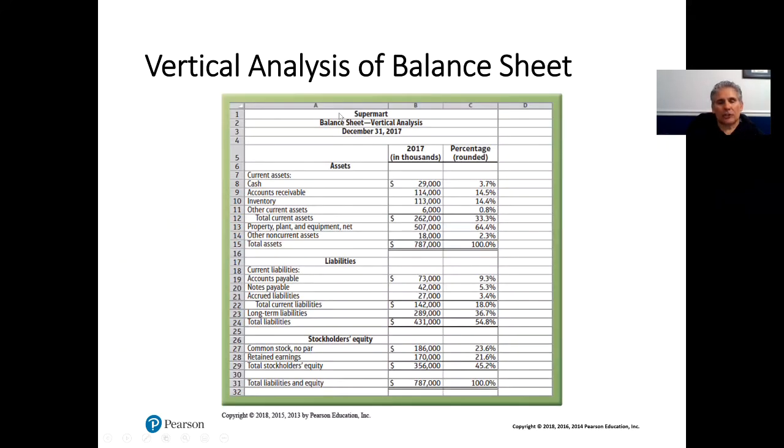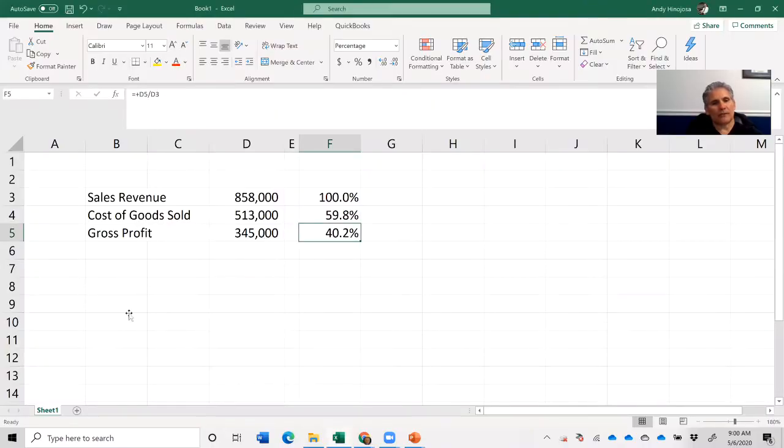We can look at the balance sheet, and we're going to do the exact same thing, except the base on the balance sheet is not sales. Well, there's no sales on the balance sheet, so it can't be sales. The base on the balance sheet is going to be total assets. That's why total assets is 100%. So we'll just take a look at accounts receivable. It's at $114,000. Let's go ahead and put that here.